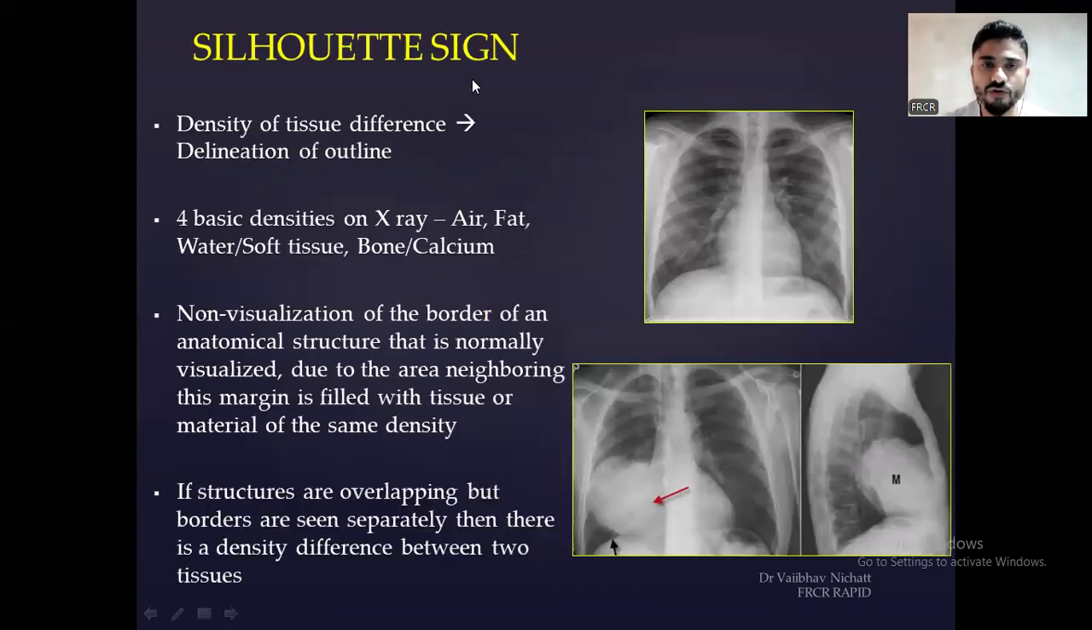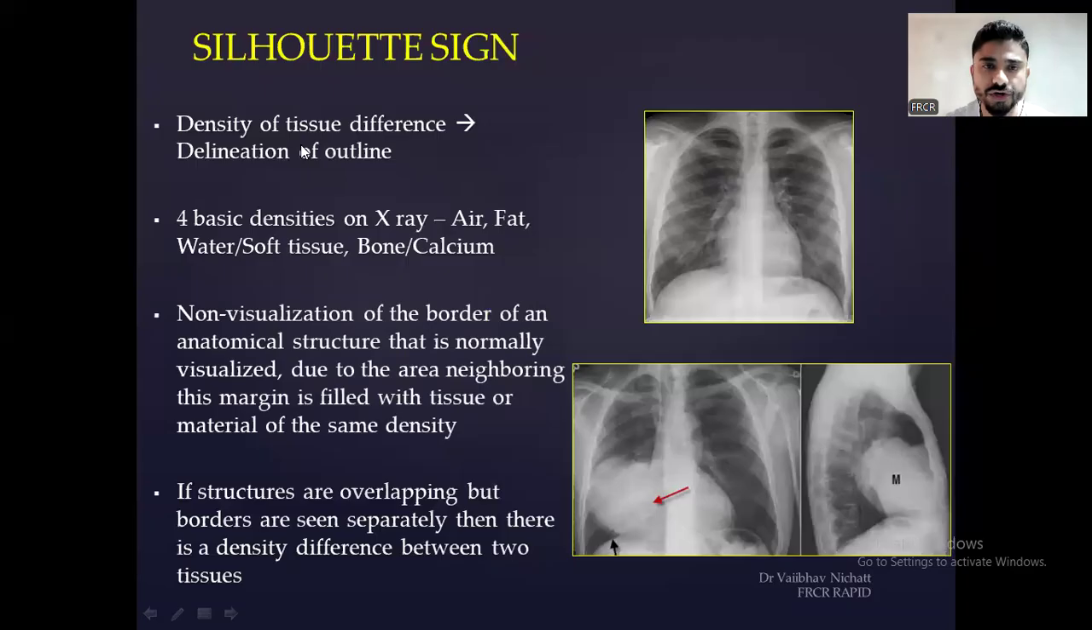Okay. Now we'll see some dedicated signs which are important as far as categorization of mediastinal masses into various compartments is concerned. So first is the Silhouette sign. This we have discussed in the previous lectures as well. So what is the Silhouette sign?